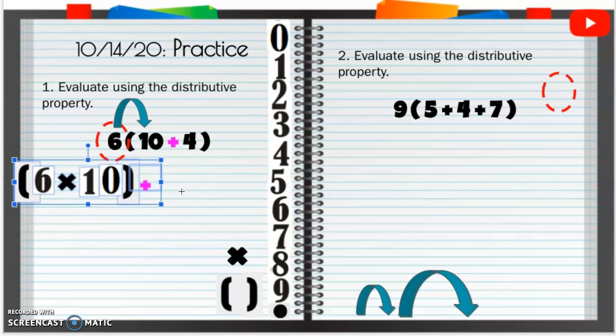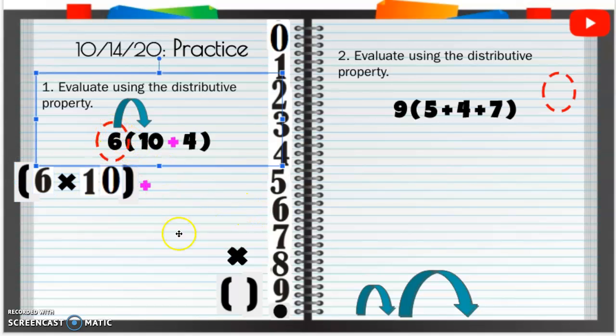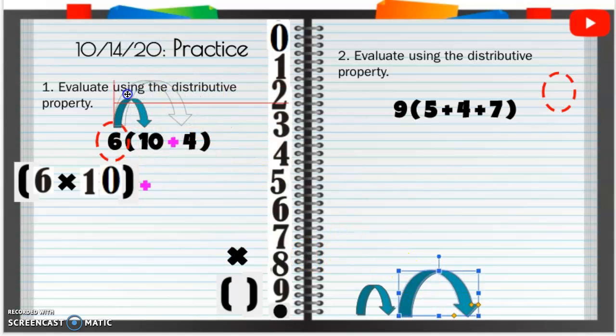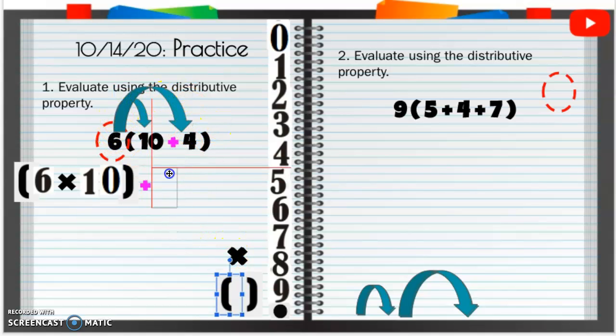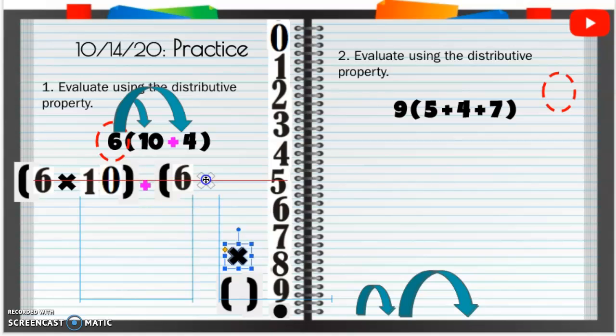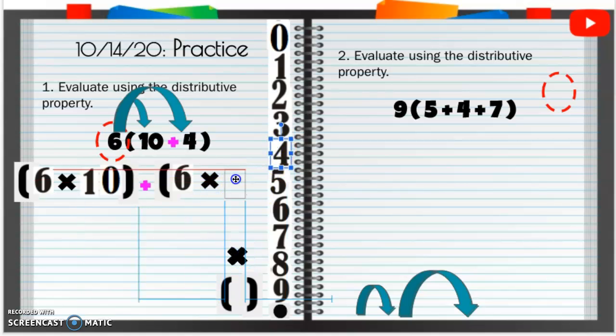With that addition symbol, what is the next part that we are going to distribute the 6 to? Well, the next part is the 4. So 6 times 4. I'm going to have our parentheses, 6 times 4. Now we're going to close our parentheses.